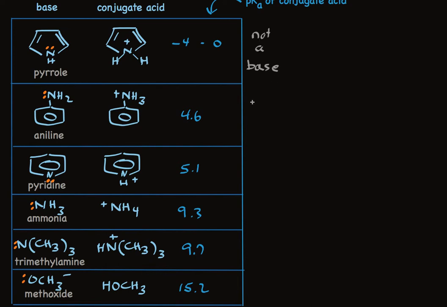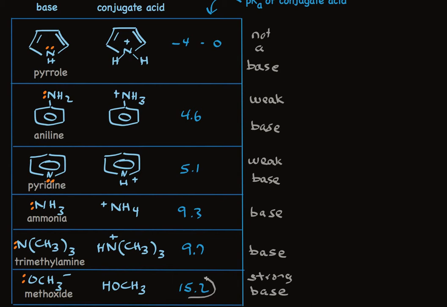Aniline is a weak base, so is pyridine. Ammonia is stronger, it's a real base. And trimethylamine is similar, and methoxide is a strong base. So there's our scale, and the larger values mean stronger. A weak value, even negative, means not a base at all. And we have the whole range in between.